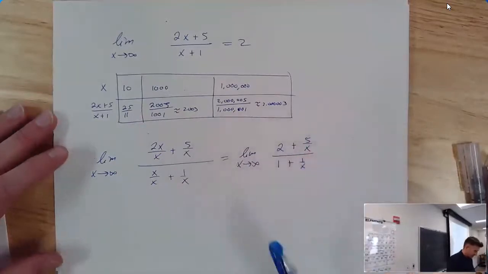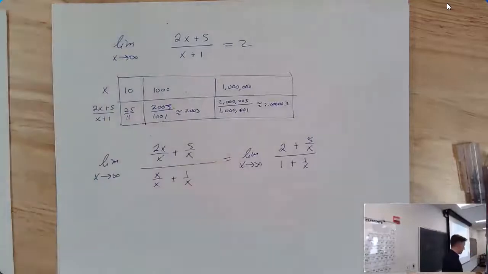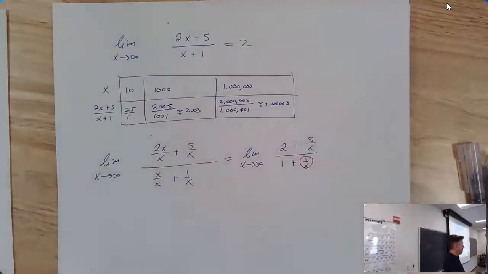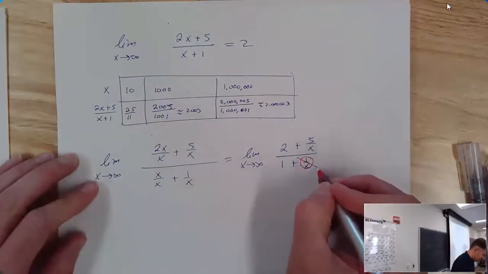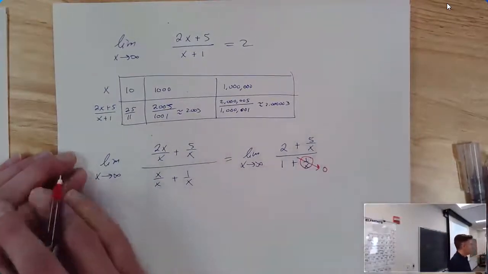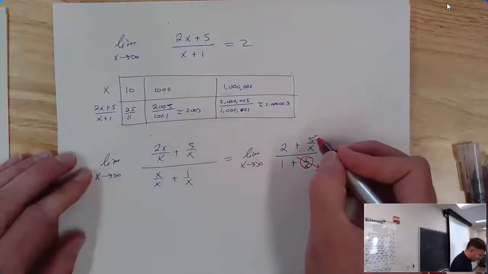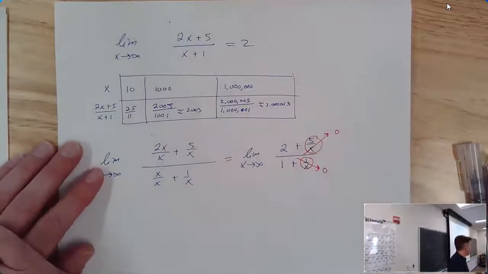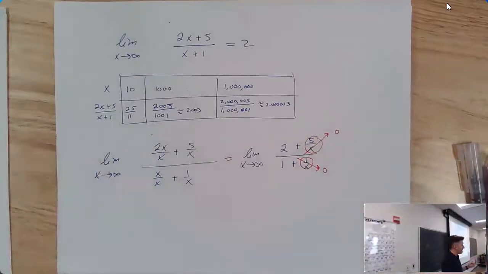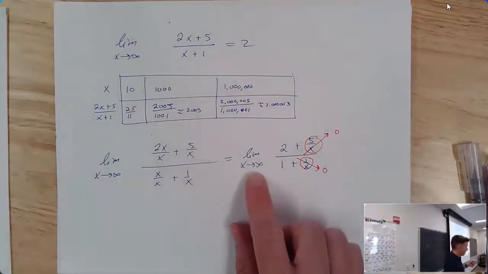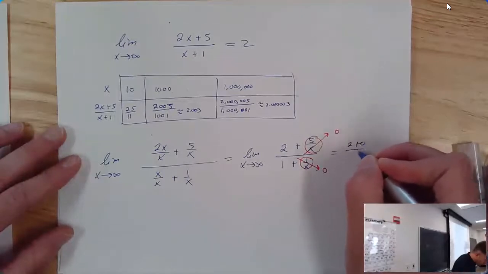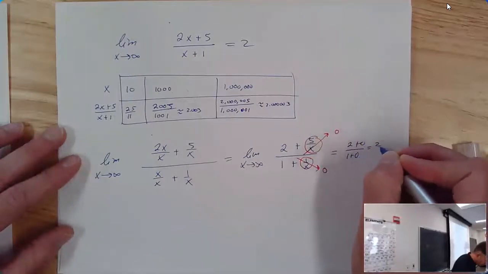As x gets very, very large, everybody help me out here. What happens to 1 divided by a very, very large number? Super duper small. And how about 5 divided by a super large number? Also super duper small. So the things that are getting divided by x, those fractions are getting very, very small as x grows and grows and grows. So this is going to equal 2 plus 0 over 1 plus 0, which is 2 over 1, which is 2.